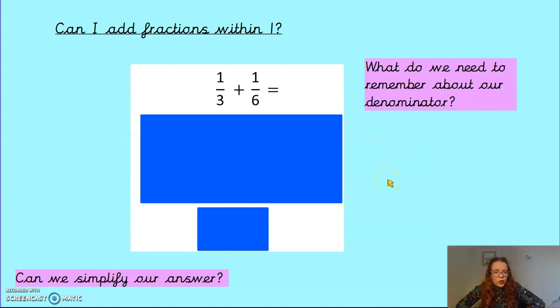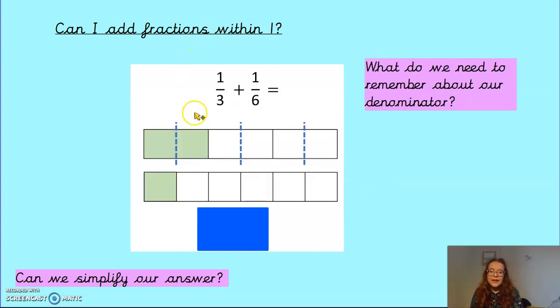Right then, so what do we need to remember about our denominator? Hopefully you haven't forgotten because we just talked about it. We need to make sure they are the same. So have a look at this question here. I've got 1/3 plus 1/6. And here, what I've done is I've split up my third. So I've drawn out my thirds and I've put them into 3 sections, but then I've added these lines here. Why do you think I've added those blue lines?